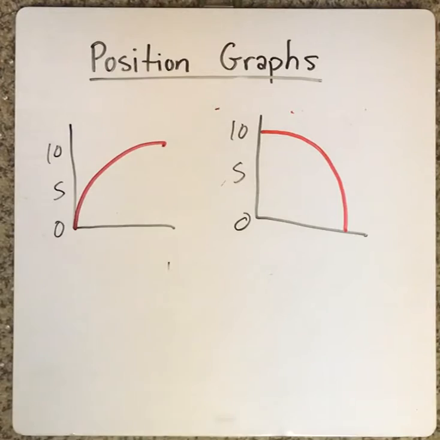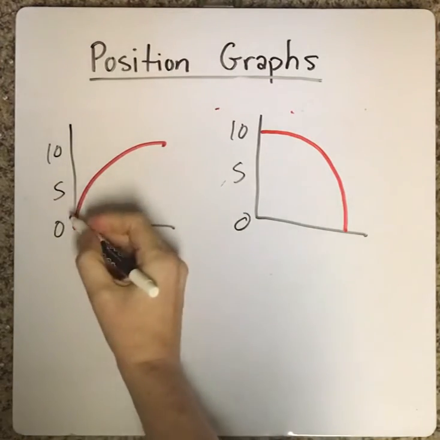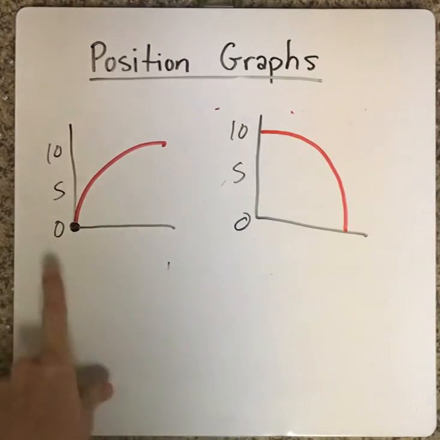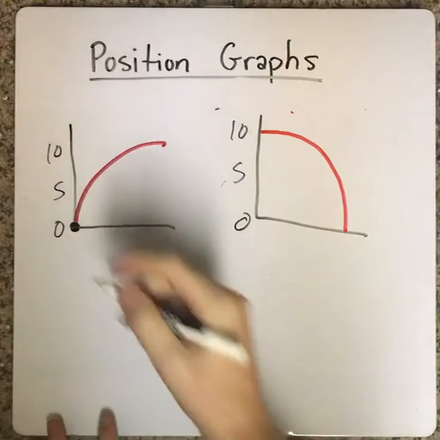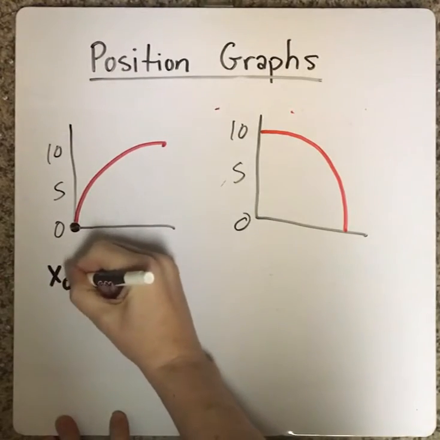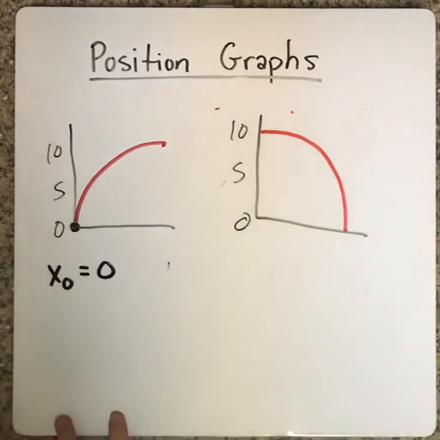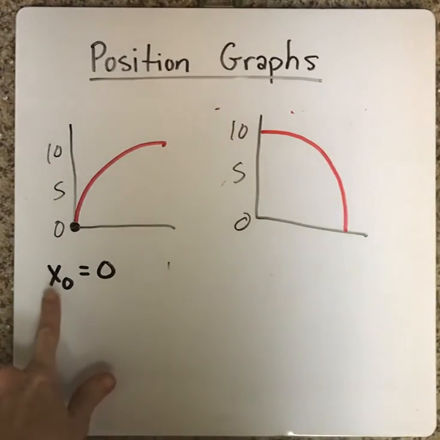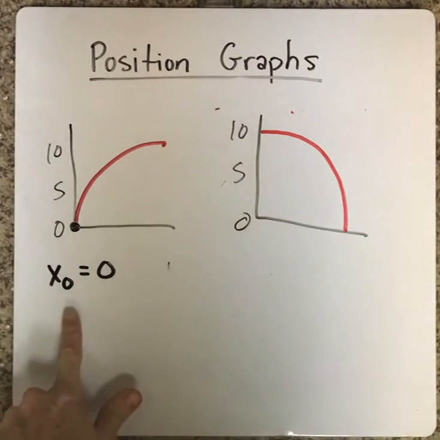All right, in the first graph, notice that we started down low. That means that we're near the reference. In fact, we're at position 0. So I'm going to say initial position equals 0. Remember that to abbreviate the initial position, we do X and a small 0.